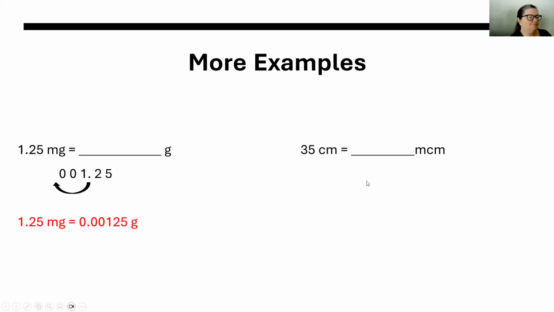Let's do the other one. 35 centimeters to micrometers. All right, so we place our decimal. Now here's the thing with the centimeters. In fact, let me go back a couple here.